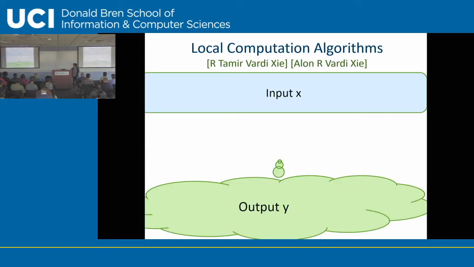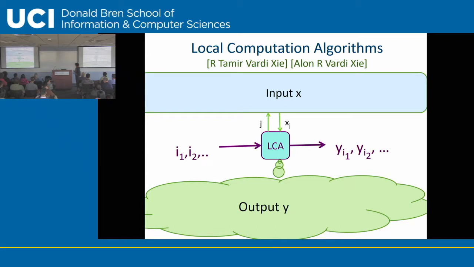Okay, so here's the deal. There's a huge input. It's so big you don't want to look at it. There's also a huge output. It's not even written down. You have to compute this thing.